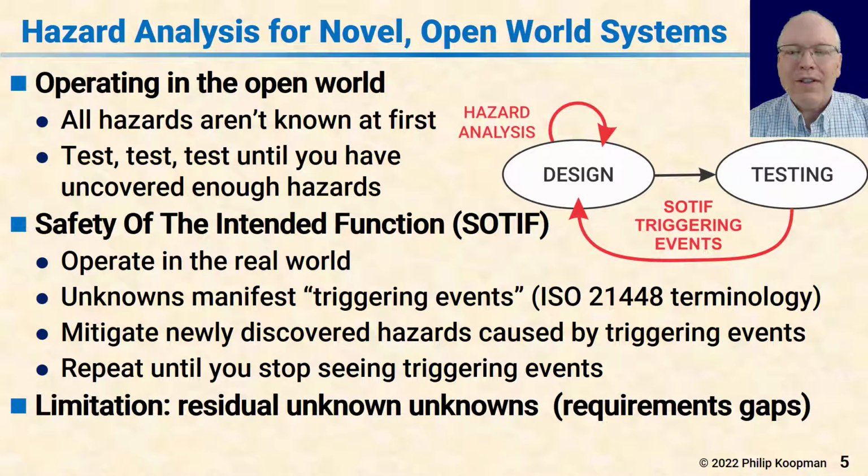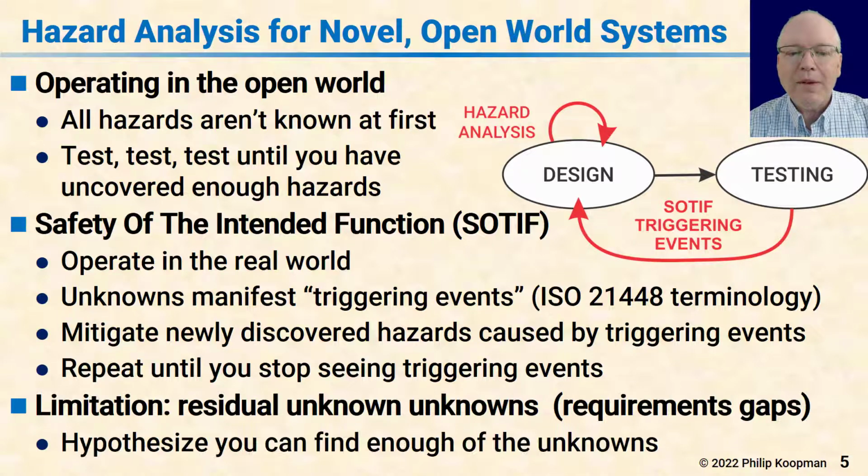You've driven for 1,000 miles, 100,000 miles, 1,000,000 miles, 10 million miles. But at some point you stop seeing new things you haven't dealt with, and when that happens, you can say it's time to deploy. So the hypothesis behind the SOTIF approach is that you can find enough of the unknowns to get yourself to safety. And if that works, SOTIF will get you there. If it doesn't work, we're going to have to be more careful, and a lot of this talk is how to know that it's working and what to do about cases where it might not work as well as you want it to.